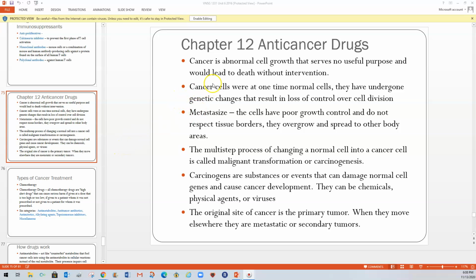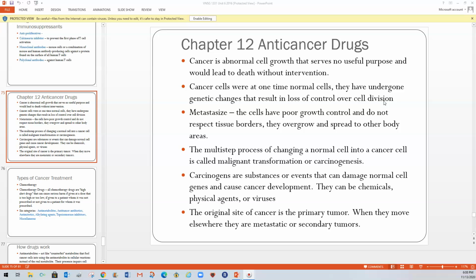Okay, Chapter 12. Cancer is an abnormal cell growth. We know that it serves no useful purpose and would lead to death without intervention. Cancer cells were at one time normal cells, and they've undergone genetic changes that result in loss of control over cell division.